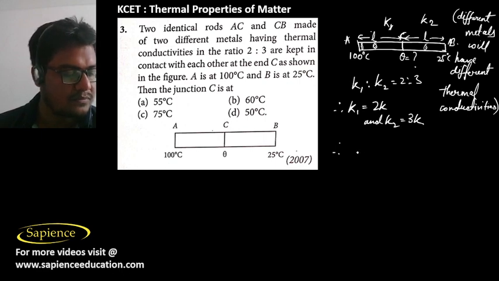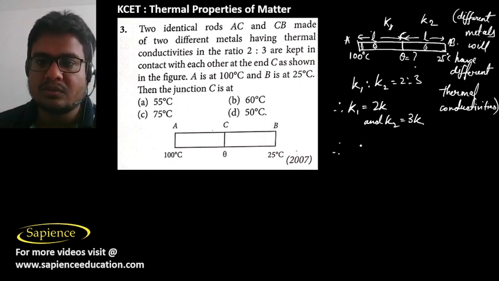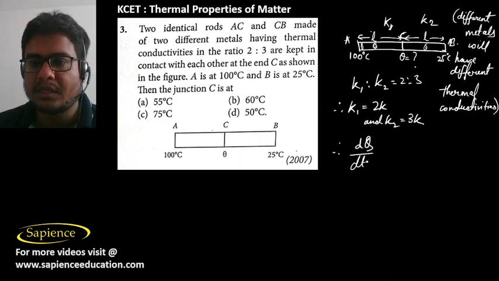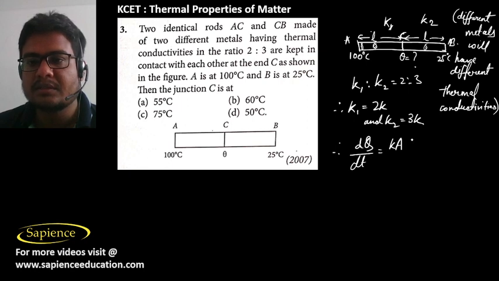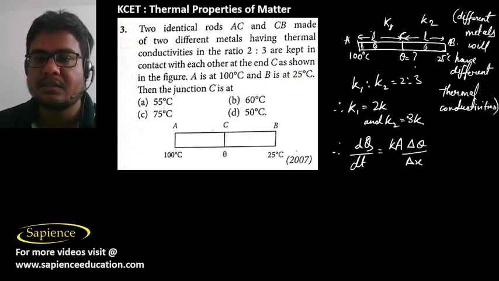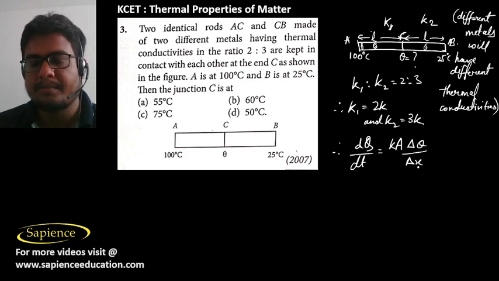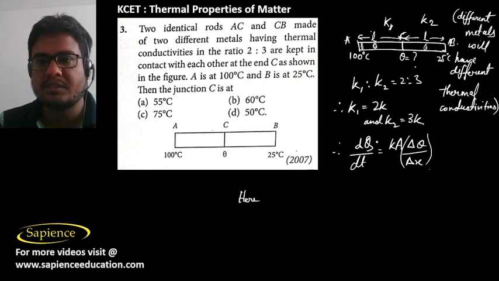So for conduction of heat we can say that dQ by dt, which is the rate of flow of heat, is equal to KA delta theta by delta x, where delta x is the length. Delta theta by delta x is called the temperature gradient. So here, since they are in series, dQ by dt will be the same.